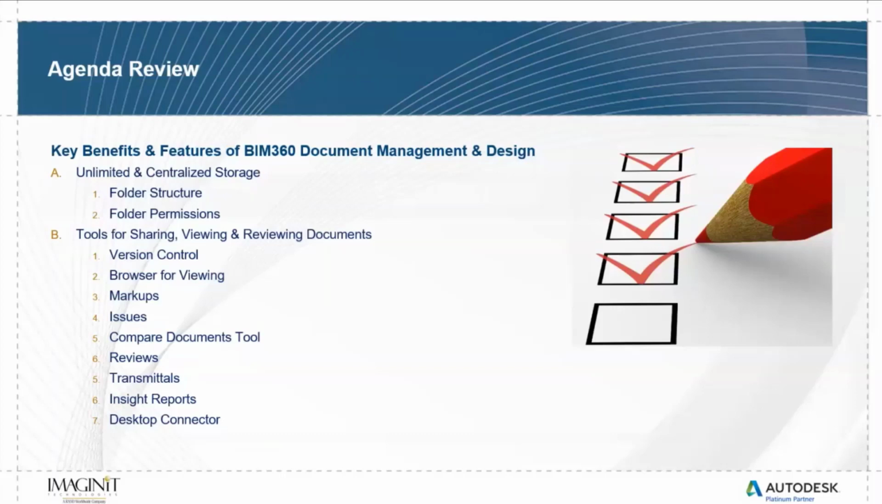So we have version control that keeps records of the different versions of a specific file or document. We have our browser that we can use to view these documents regardless of what kind of document. We do not need the authoring software. We can view it on BIM 360. So that would be typical for your typical working files. We have our markups and our issues tool that we can use on BIM 360 for creating and for tracking these as well. The compare documents tool for looking at the different changes between one version and another.